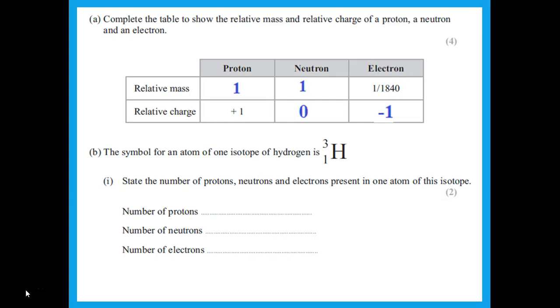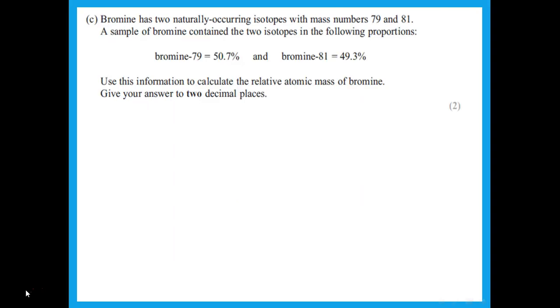Okay, the symbol for an atom of one isotope of hydrogen is this. State the number of protons, neutrons, and electrons present in one atom of this isotope. So how do we get the number of protons? We said the number of protons is the small number. So the number of protons is 1. How do we get number of neutrons? We said to get the number of neutrons, you subtract the big number minus the small number. So 3 minus 1, that's 2. Number of electrons is also the small number. Since this is an atom, it's not something that has lost or gained any electrons. Okay, so let's go on to the next question.